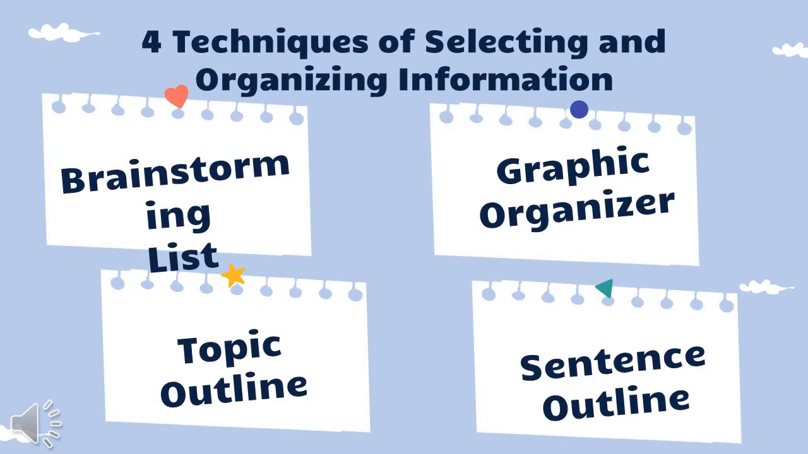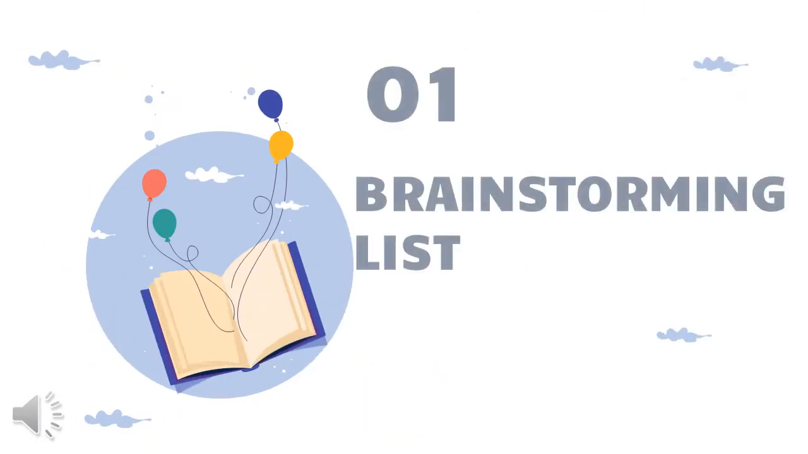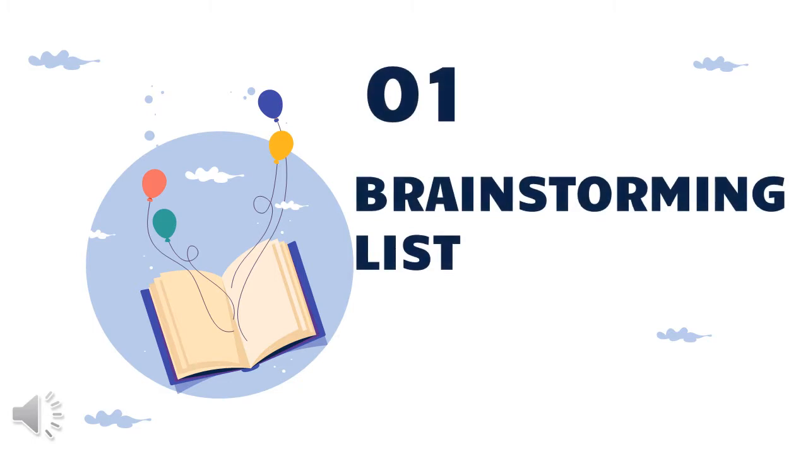Here are the 4 techniques of selecting and organizing information. We have brainstorming list, graphic organizer, topic outline, and sentence outline. And for you to learn more about the following techniques, we will discuss them one by one. First technique in selecting and organizing information, we have brainstorming list.